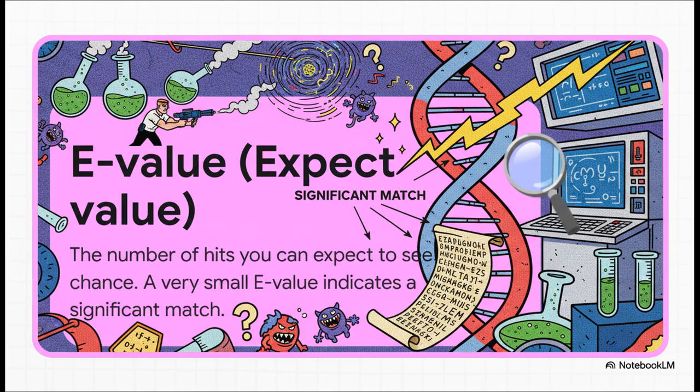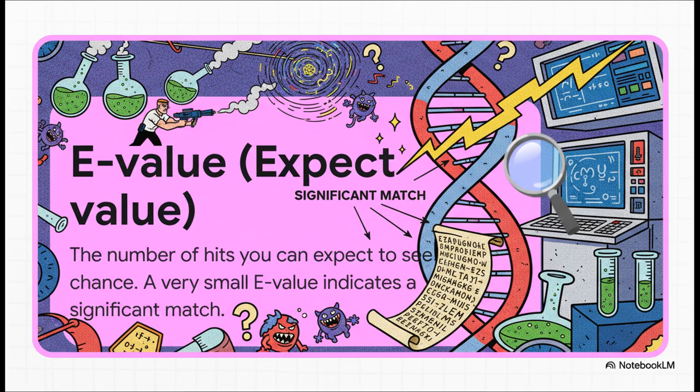Now, here's a detail that will really make your answer stand out. You'll see something called an e-value, or expect value. Think of it like this. It's the number of times you'd expect to find a match just by pure random chance. So, a tiny e-value is what you want. It means your match is significant and not just a fluke.